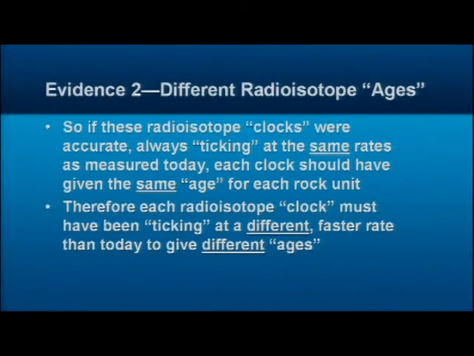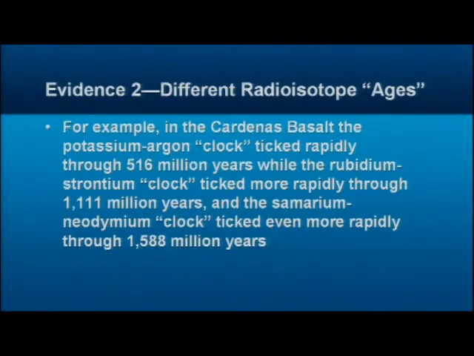So if these radioactive clocks were accurate, always ticking at the same rates that we measured today, each clock should have given the same age, but they didn't. Therefore, the conclusion we come to is that each radioactive clock must have ticked at different and faster rates than today to give the different ages.